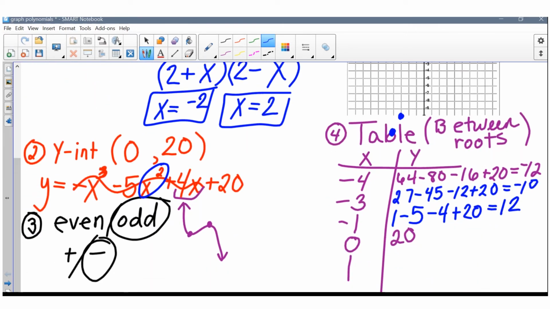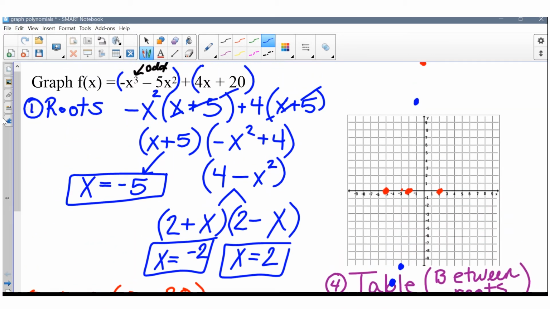Now we just have to put a +1 in and we'll be done. 1 cubed is 1, but this negative sign in front makes it negative. 1 squared is 1 times the -5. 4 times 1 is 4, and then plus 20. So this is -6 plus 4, -2 plus 20 is 18. So we will plot 1, 18.